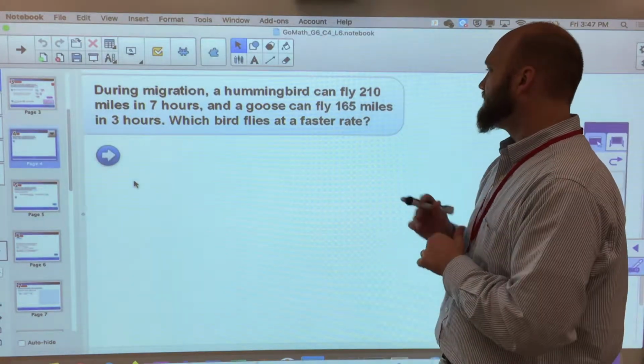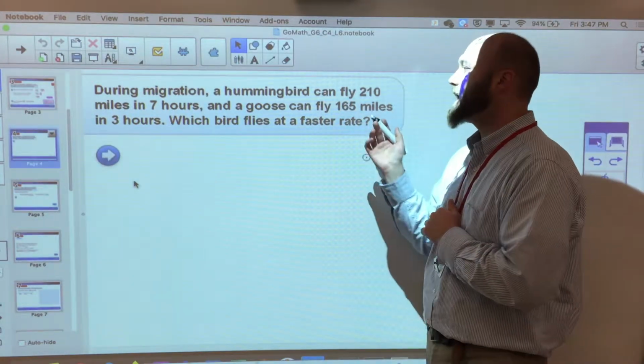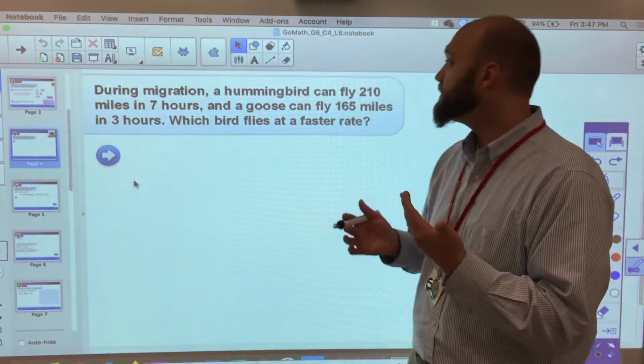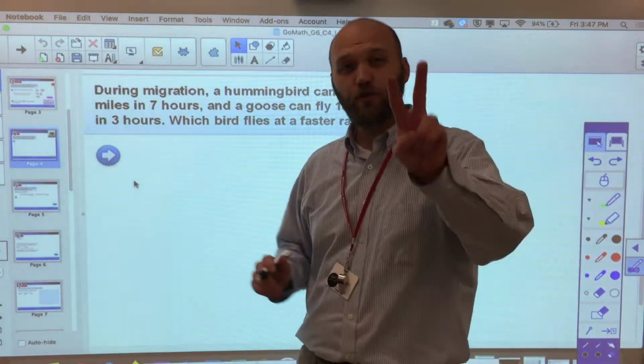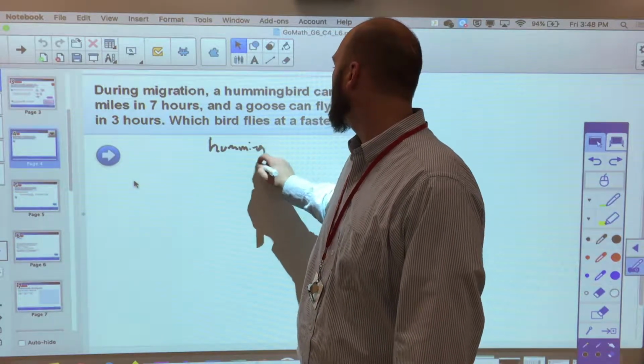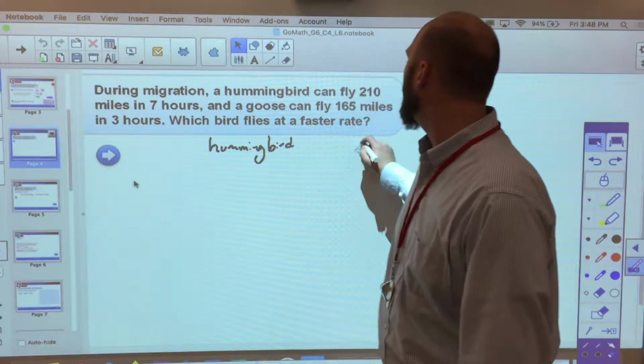So during migration, a hummingbird can fly 210 miles in 7 hours. A goose can fly 165 miles in 3 hours. Which bird flies at a faster rate? Well, what I can do here is I would set up two ratios. So I have the hummingbird and I have the goose.